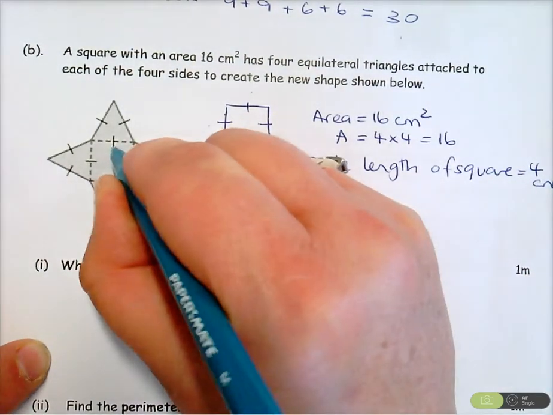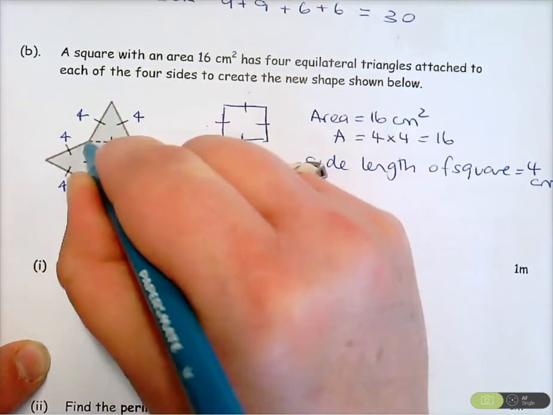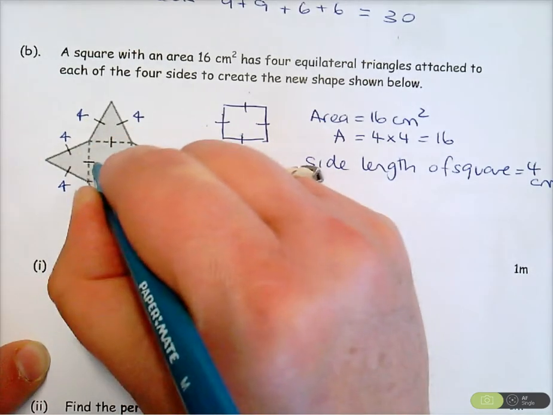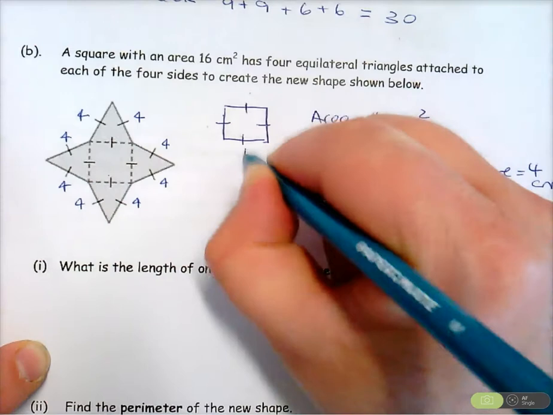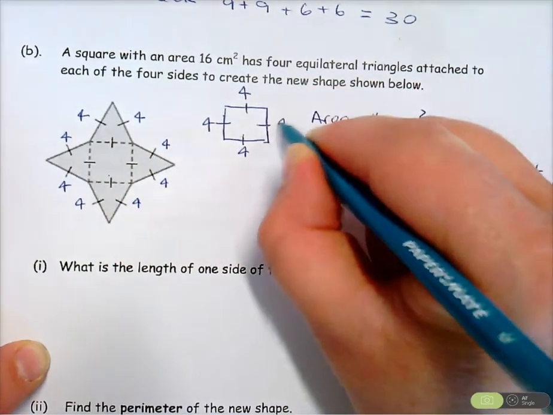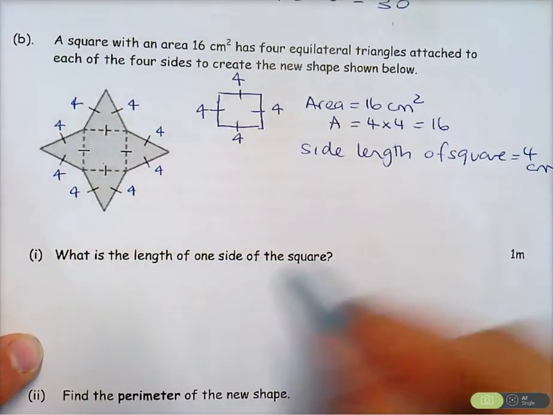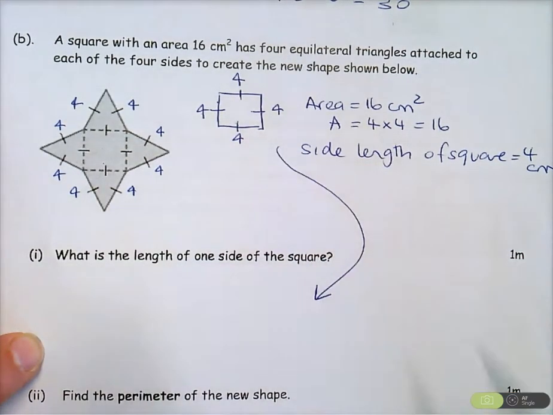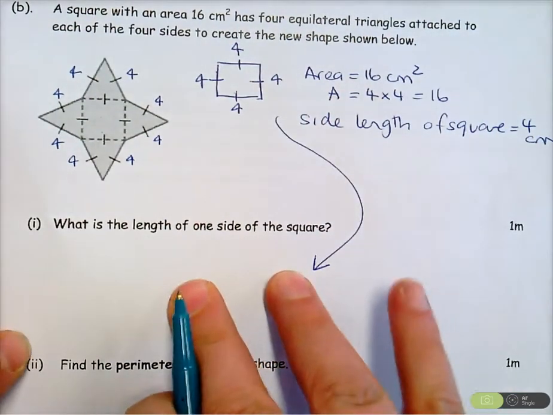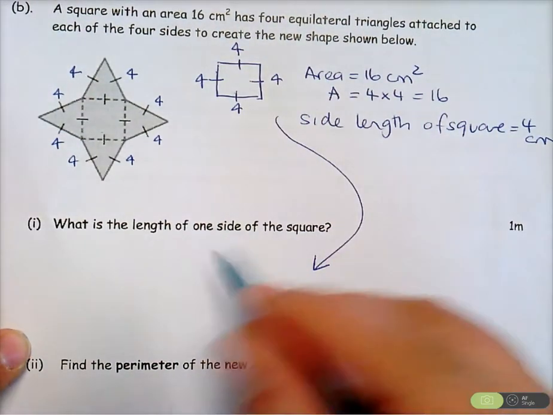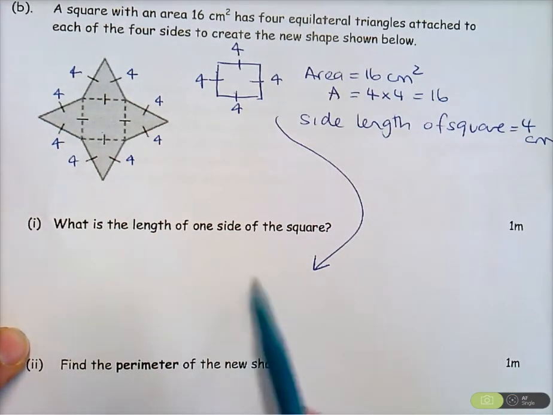So therefore, all these dashes are 4, which means all the outside dashes, because we've got equilateral triangles here, are all 4. So all these are 4. Now, what is the length of one side of the square? Sorry, I should put that all in there. So all this working out should go here. The side length of the square is 4 centimetres.